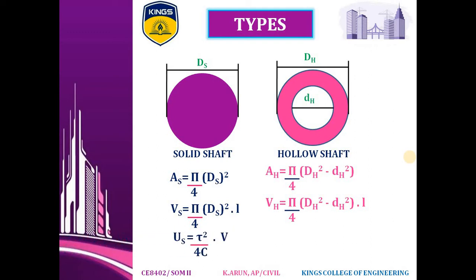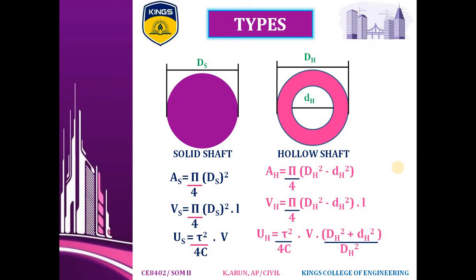Next one is the strain energy of a solid shaft. It is given by the formula tau square by 4c into V. Here tau is the shear stress and c is the rigidity modulus. And strain energy of the hollow shaft is given by tau square by 4c into V. Since we are having two diameters here, we have to add the diameters also in the formula. So capital DH square plus small dh square divided by capital DH square. So strain energy of the hollow shaft is given by the formula tau square by 4c into V, multiplied by outer diameter square plus inner diameter square divided by outer diameter square.